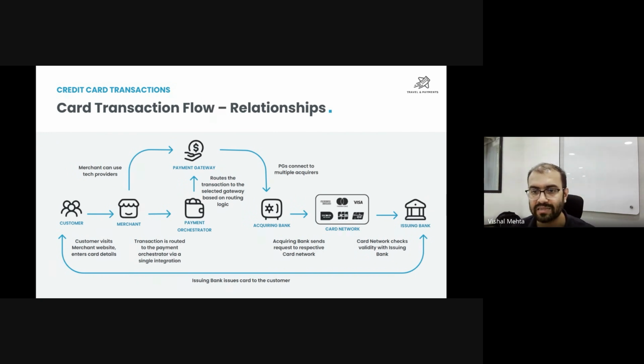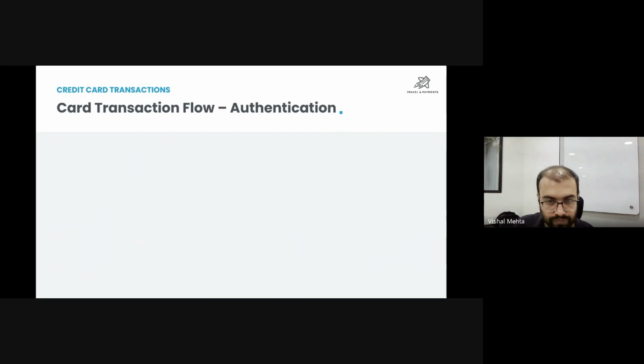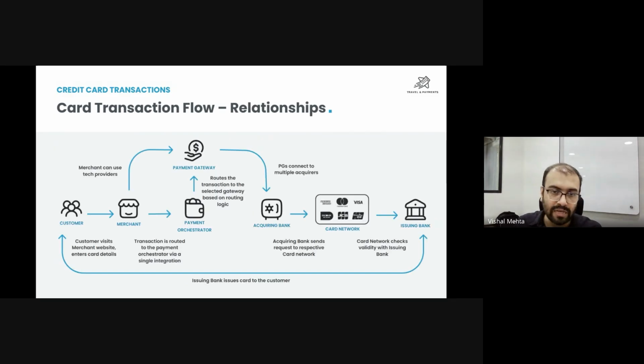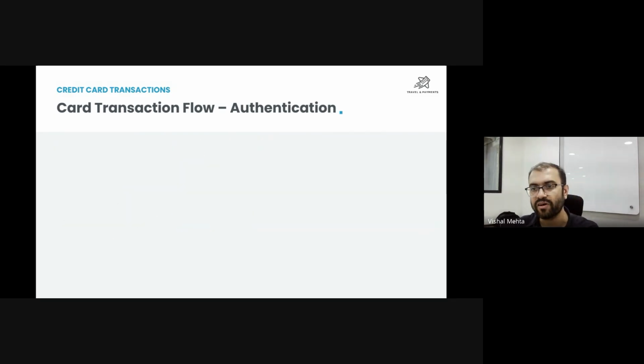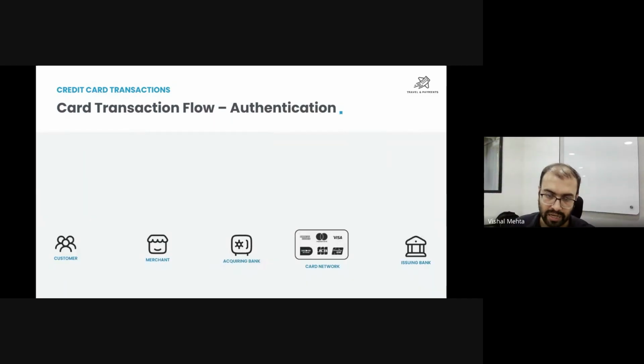So the acquiring bank necessarily needs to have those capabilities in order to identify where to send that particular transaction, and of course a complex web of ERP tools and settlement and reconciliation tools in order to actually make that happen, right? So those are the relationships. But what is the first step in any card transaction? The first step is called authentication, right?